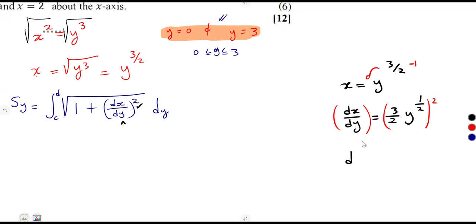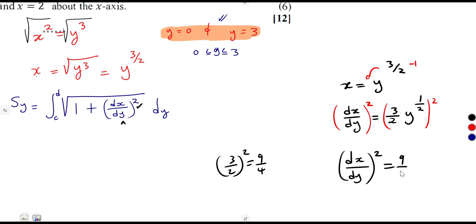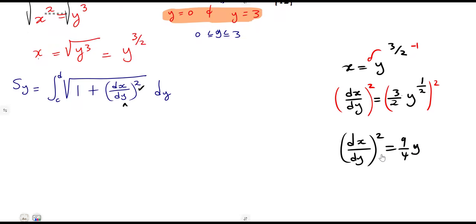So that's dx/dy squared, which is equal to 3 over 2 squared. If we square this one, that is 9 over 4. So you're going to have 9 over 4, then y to the exponent of half, squared. You multiply the exponent. So half times 2, that's 1. So it is just going to give us y to the exponent of 1, which is y. So this is what we are given as the dx/dy squared.